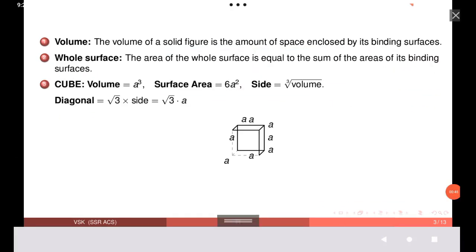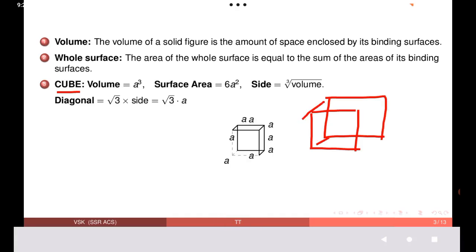Now we'll see them one by one. Let us start with the cube. The cube is like this. All sides are equal in this case. So what is the volume of this? Suppose the side is a. So the volume will be a cube. What is the surface area? The surface area's formula will be 6a square.